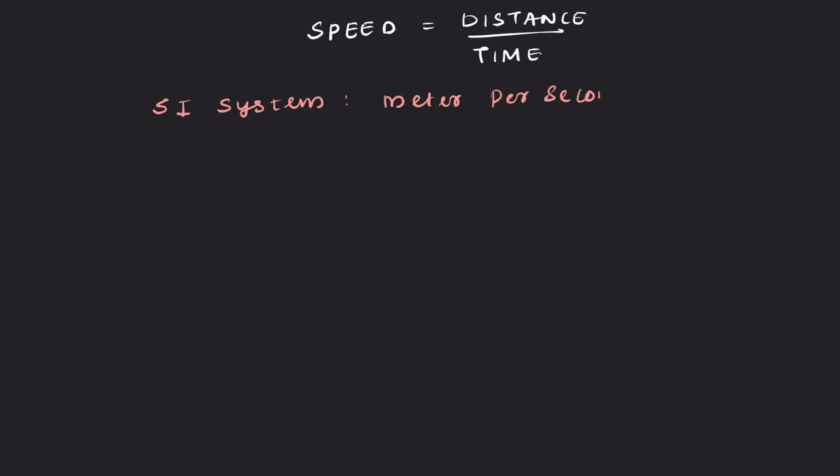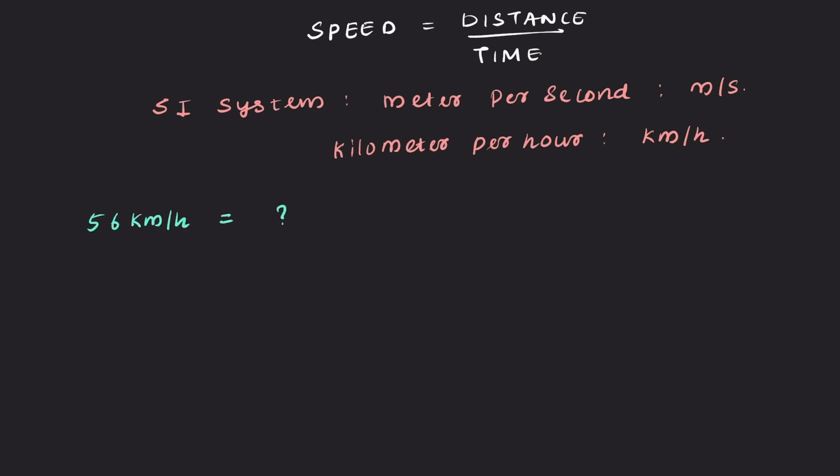Depending on the need and the context, speed can be measured in different units. And since speed equals distance divided by time, different combinations of distance units and time units give us different units of speed. In the SI system, the unit of speed is meter per second, written as m per second. But another very common unit, one we use in daily life, is kilometer per hour, written as km/h. Now, it's important to know how to switch between these units. For example, if the speed is given in kilometers per hour, how do we convert it to meter per second? And if it's given in meter per second, how do we change it back to kilometers per hour?